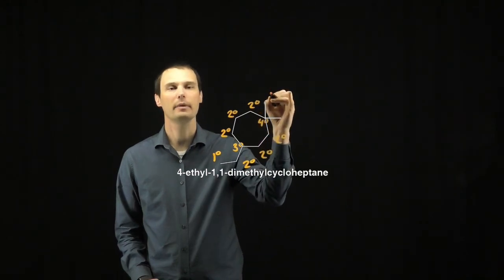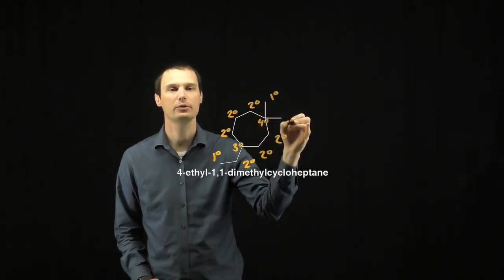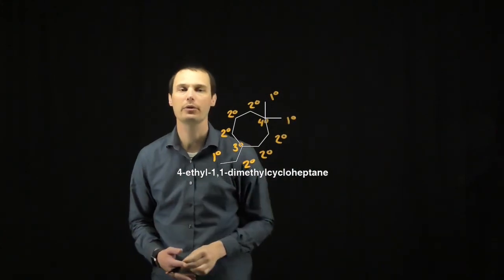And finally, we end with 2 methyl groups. Each of these methyl groups have 1 bond to carbon and 3 bonds to hydrogen. That makes them both primary carbons.